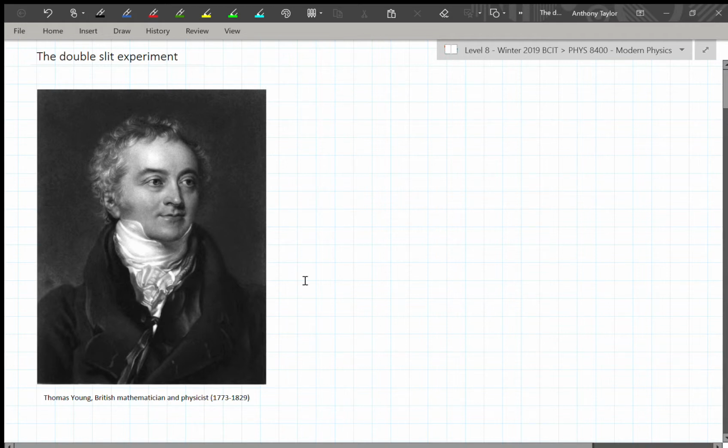So just to start, this is Thomas Young. He's a young British mathematician and physicist, or he was anyways. Around 1800, he came up with an experiment to observe light, and he found something called an interference pattern. And he postulated that this interference pattern could only be caused by the fact that light was behaving as a wave, and that was very controversial at the time and a radical way of thinking.